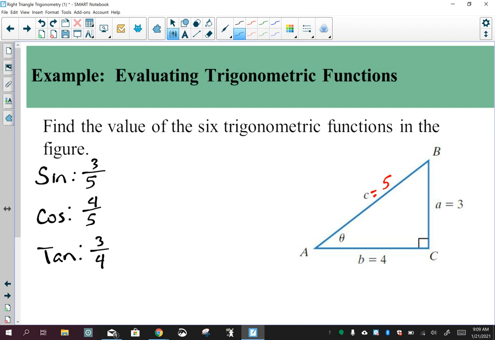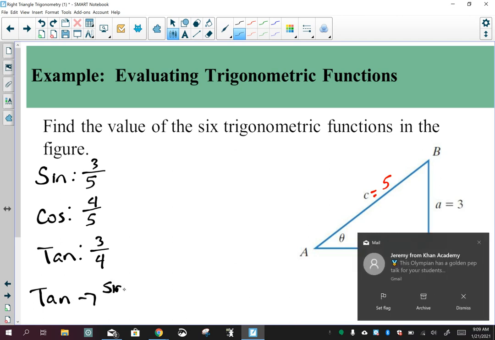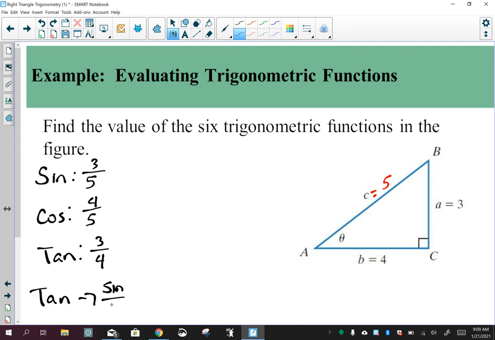If you're ever not sure on tangent, remember, and you'll learn this later but I'm going to say it again, tangent is sine over cosine. And so when you're looking at the actual numbers here, you're just going to take the numerators of the sine and the cosine, and that's how you wind up with that right there.